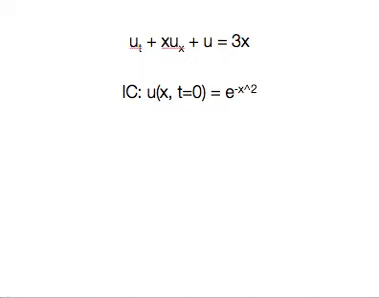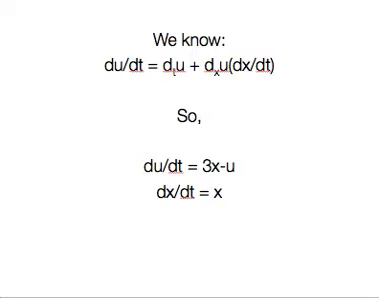So here we have the question, u sub t plus x, u sub x plus u is equal to 3x, with the initial condition e to the negative x squared. So we know that the derivative of u with respect to t is equal to the partial derivative with respect to t plus the partial derivative with respect to x times dx dt by chain rule, since we know that u is in terms of x of t comma t. So matching that up to our question, we see that du dt is equal to 3x minus u, and dx dt is equal to x.